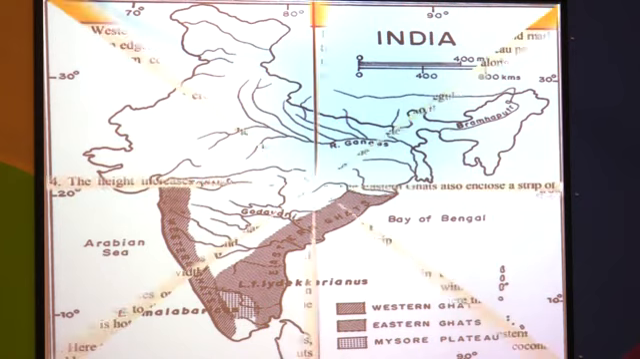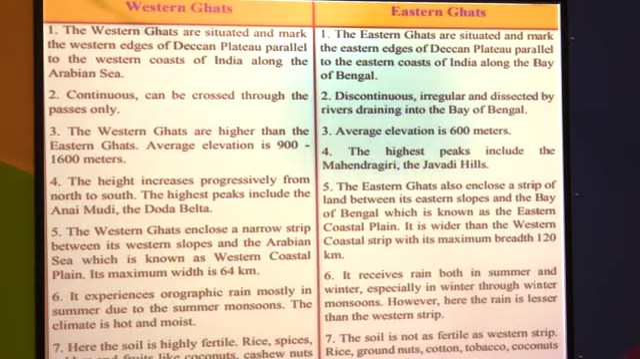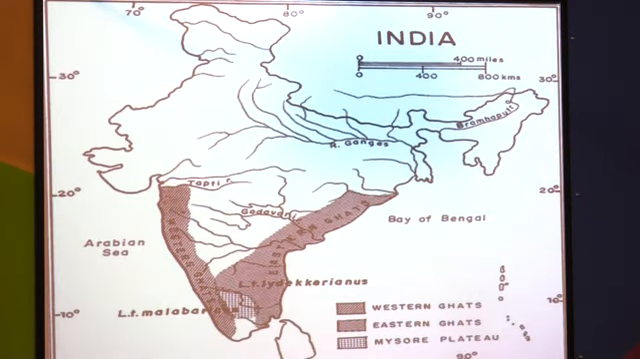Next difference between Western Ghats and Eastern Ghats. Here the soil is highly fertile, and rice, spices, rubber, and fruits like coconut and cashew nuts are grown here. When we observe the Western Ghats area, soil is fertile, and due to that agriculture is developed in the Western Ghats area. Farmers grow rice, cashew nuts, and coconuts in the agricultural area.